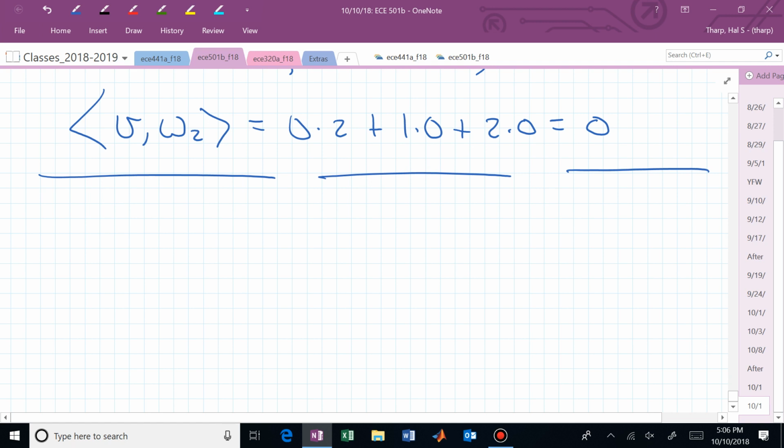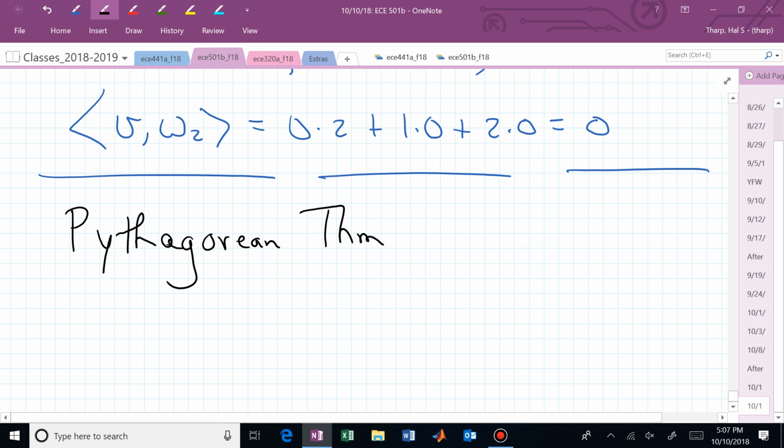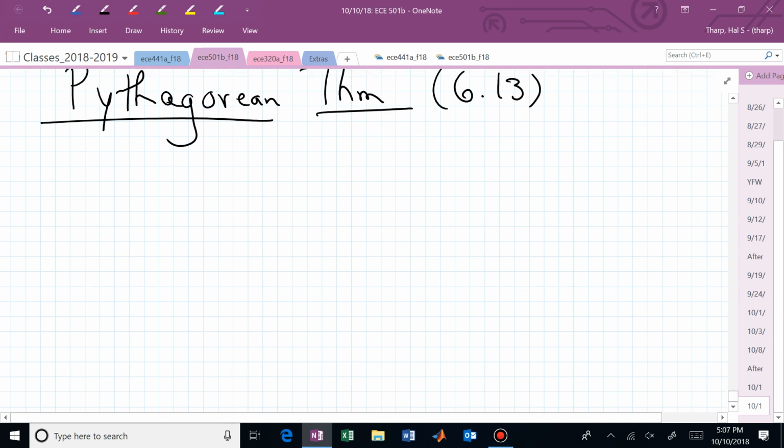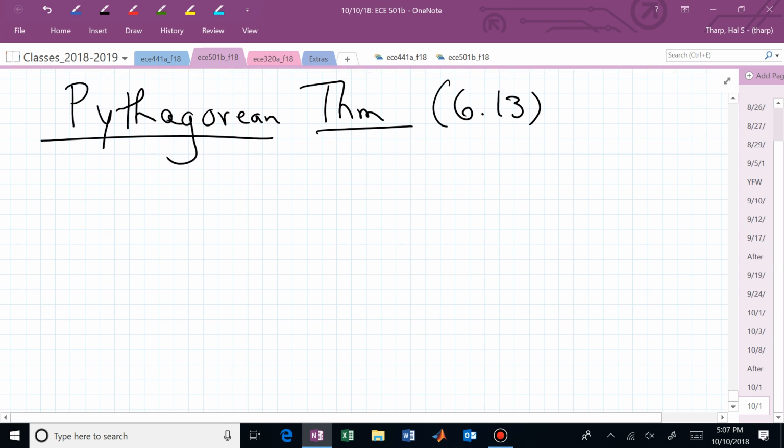Okay, so now let's look at something you've probably never seen before, so I apologize, but maybe it'll be nice to learn for the first time. The Pythagorean Theorem. That was another attempt, but it wasn't very funny, so we'll move on.